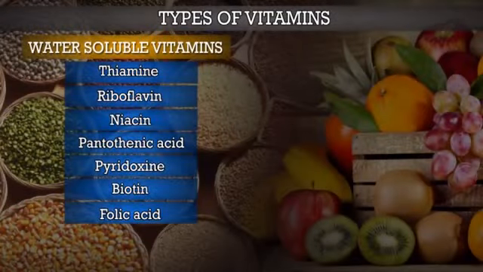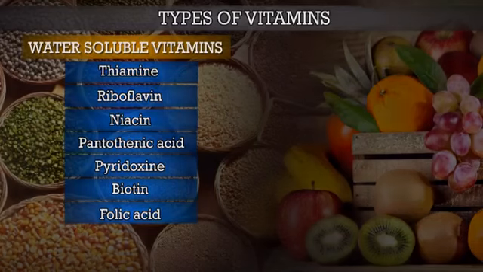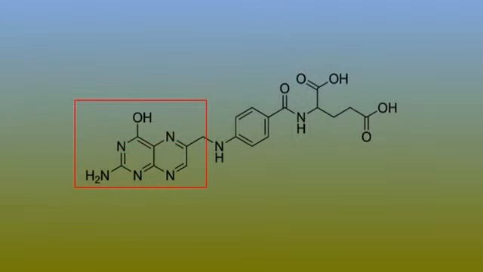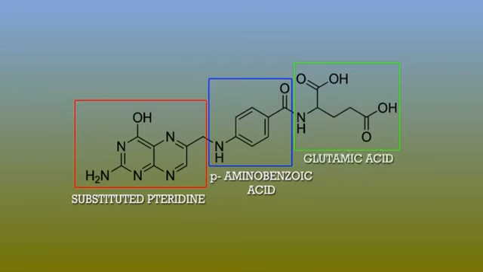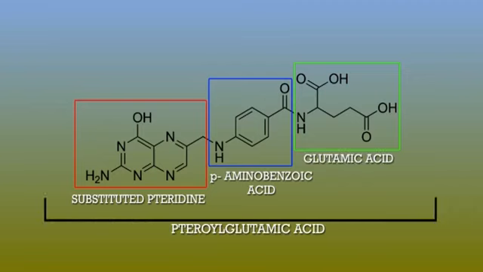Next vitamin is folic acid. Folic acid is also known as vitamin B9 or vitamin M. Folic acid is composed of three major components. These are a substituted pteridine, para-aminobenzoic acid, and glutamic acid. Hence, it is also known as pteroyl glutamic acid.